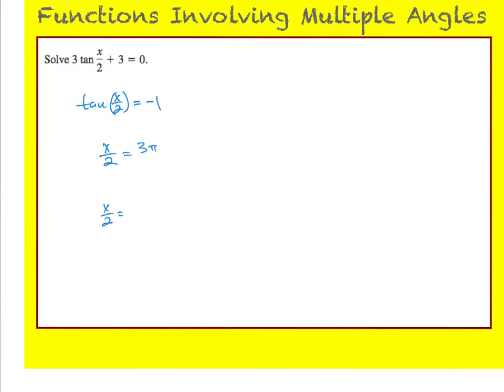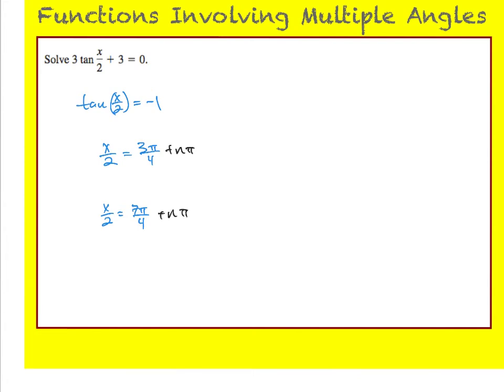3 pi over 4 and 7 pi over 4. All right, tangent's negative in the second and the fourth quadrant. Now, what's my normal period of tangent? Pi. So what are we going to add to this guy? Plus n pi. Exactly.